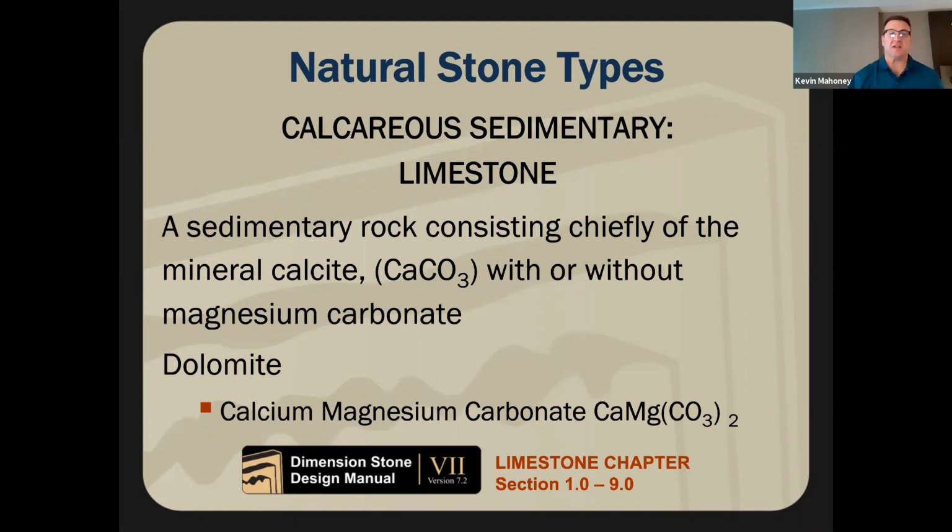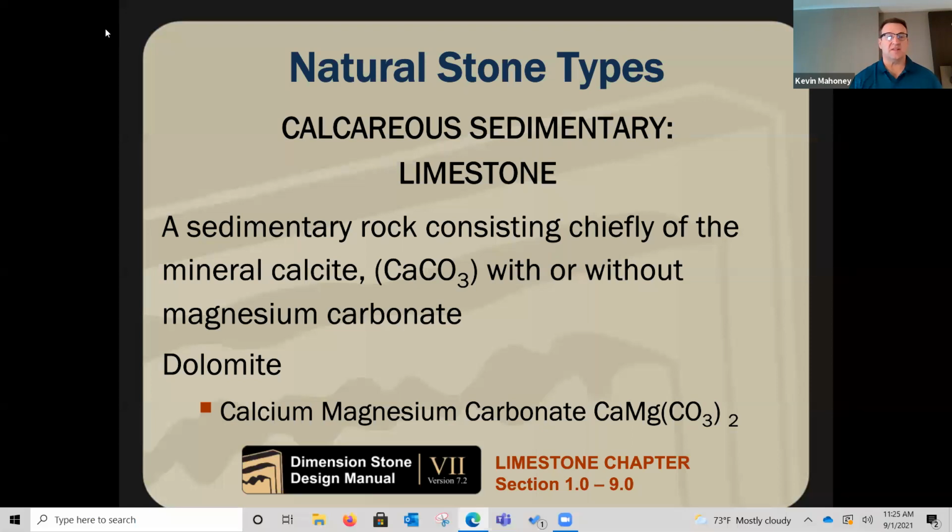Okay, let's talk about natural stone types. As we go a little bit deeper into this chart that we just looked at, we're going to talk about calcareous sedimentary limestone. And this is a product from Mother Earth. A sedimentary rock consisting chiefly of the mineral calcite with or without magnesium carbonate. Now, a limestone can be a dolomite limestone, or it can be an oolite limestone. So the calcium magnesium carbonate is in the dolomite limestone.